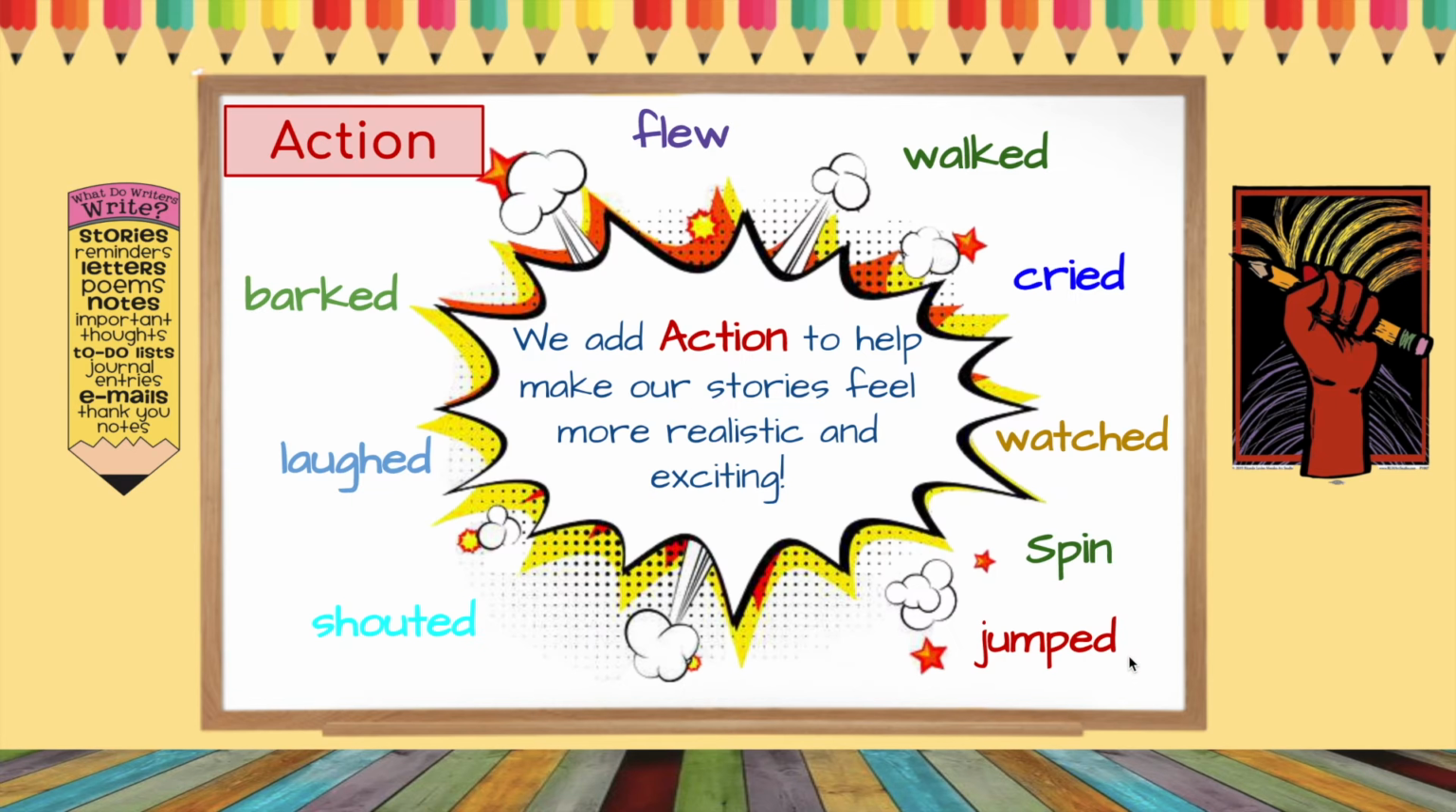The next tool we worked on is action. We add action to make our stories feel more realistic and exciting. So we can use action words like shouted, laughed, barked, flew, walked, cried, watched, spin, jumped, and so many more, friends. But we want to focus on adding action to our stories to make them a little more exciting.